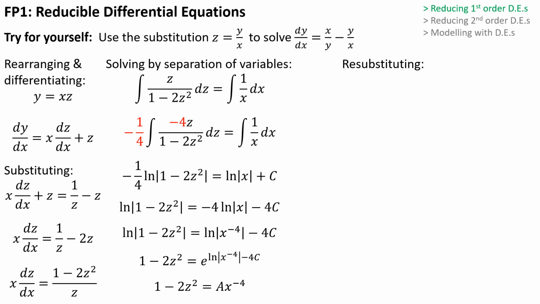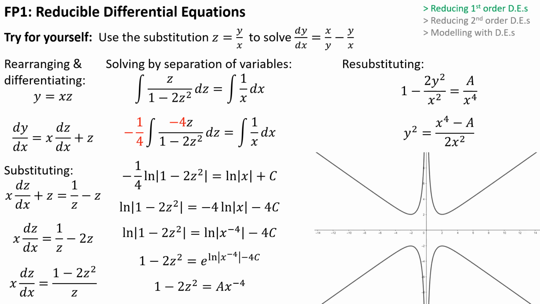And then I'm going to resubstitute at this point, so I can replace z with y over x. And then I've got a bit more work to do to get y squared in terms of x. And this, incidentally, is the curve that we end up with. Very pretty. This particular one you might remember because it appeared in a previous video when we were looking at Euler's method. We actually solved numerically this same differential equation. Now we're seeing how we can construct the actual function that represents this one.